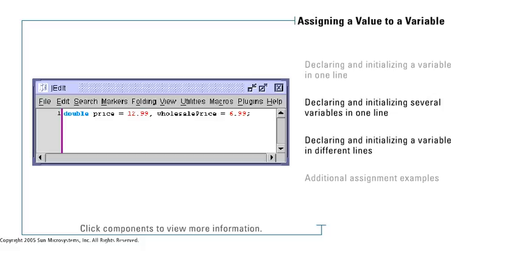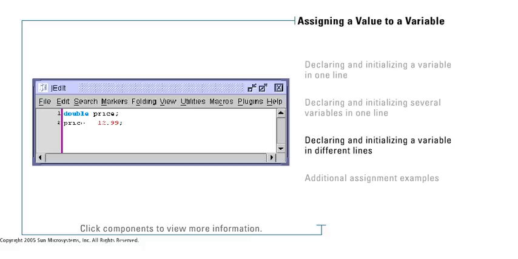Click the third link, declaring and initializing a variable in a different line. So here we're declaring the price variable to be of type double in one line. Then on the next line, we're assigning a value of 12.99 to it.